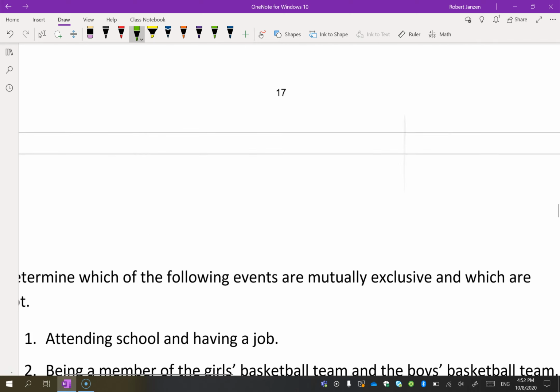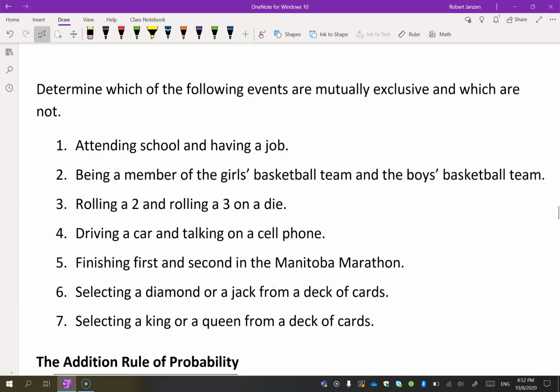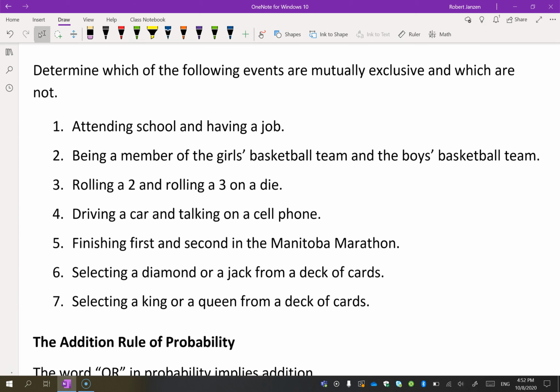So let's try to look at some examples of that. Determine which of the following events are mutually exclusive. Okay, attending school and having a job. Can you do those at the same time? Sure you could. So those are not mutually exclusive.